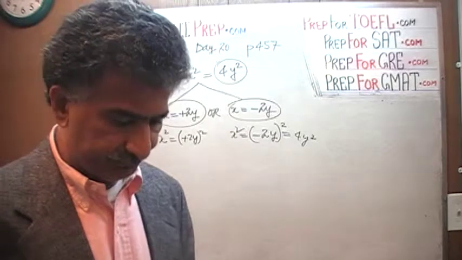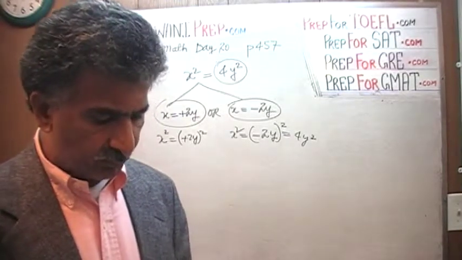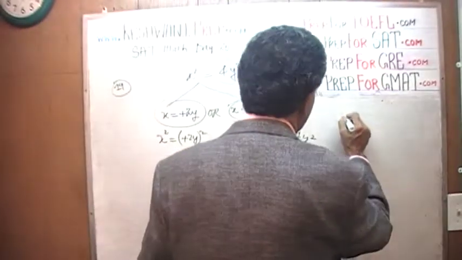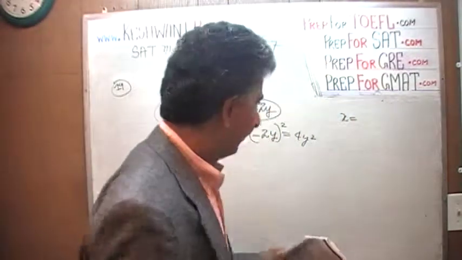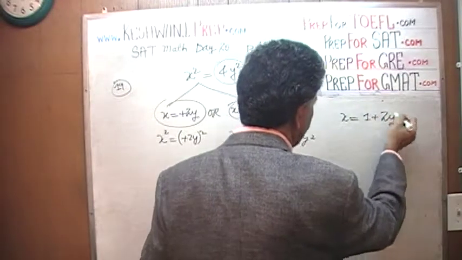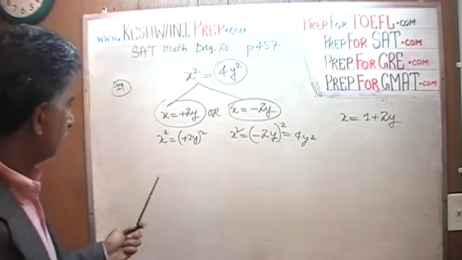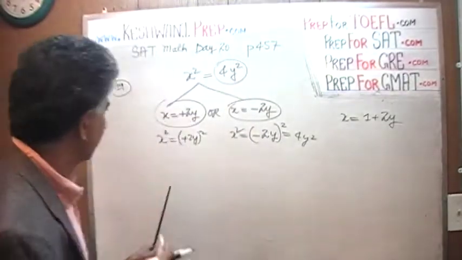Now the second part. It says, if x is 1 more than twice y, x is 1 more than twice y. Very good, that's our second equation. So all we have to do now, let's erase this part, we don't need this bottom part here.